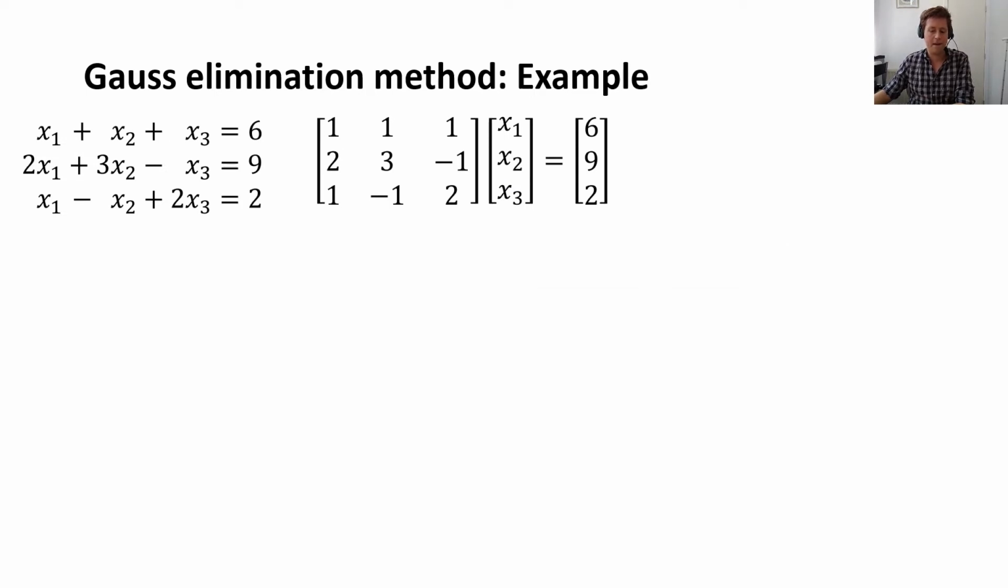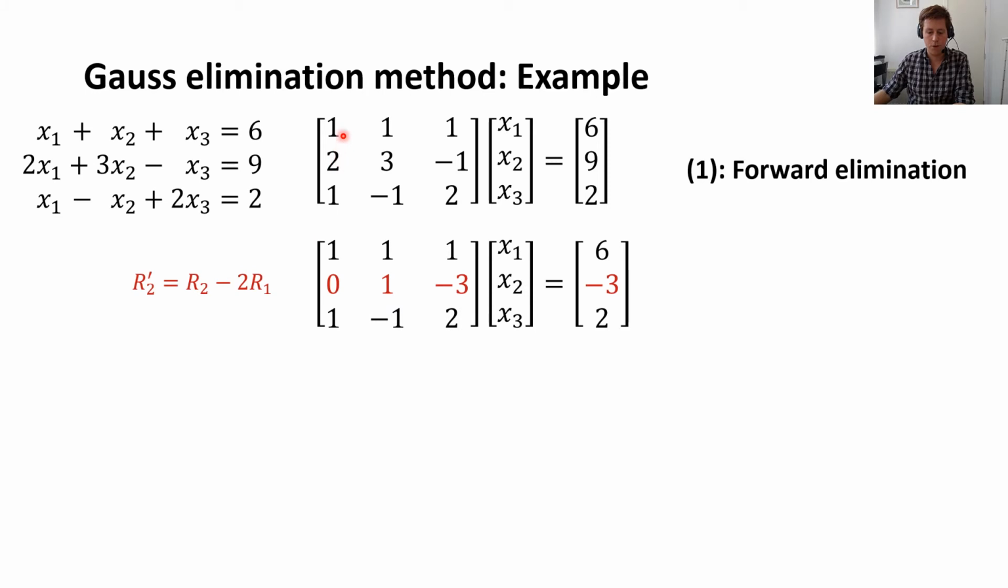Let's look at a specific numerical example of how this works. Here we have this linear system, which was also featured in the introduction. We can recast this into a matrix form, which we will then solve using Gaussian elimination. So step 1 is the forward elimination. We try to convert the matrix A into an upper triangular form. First we start with column 1 and we try to get zeros in this coefficient and this one here.